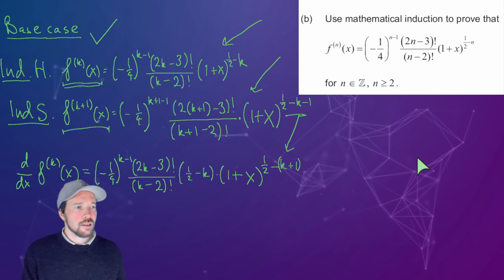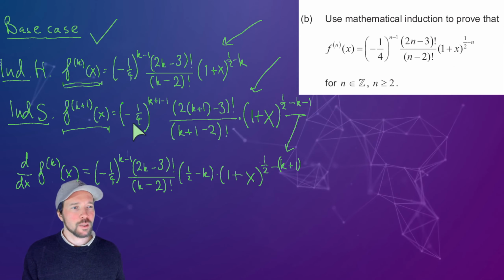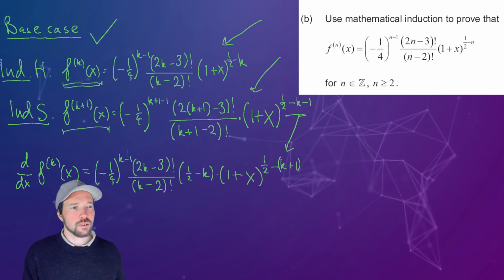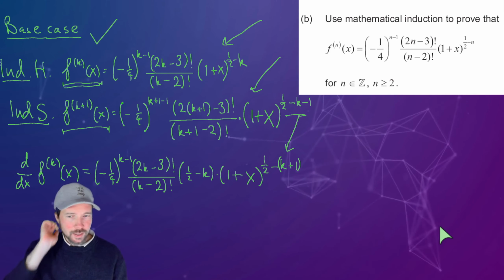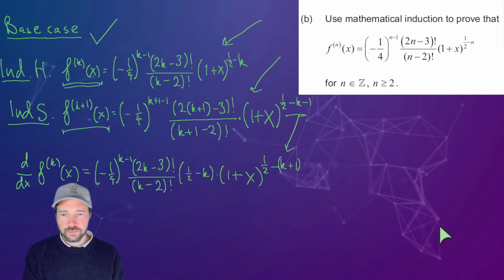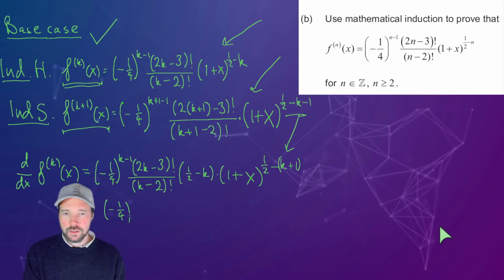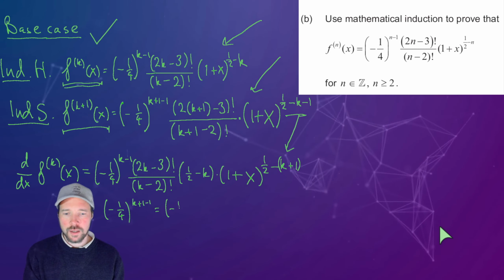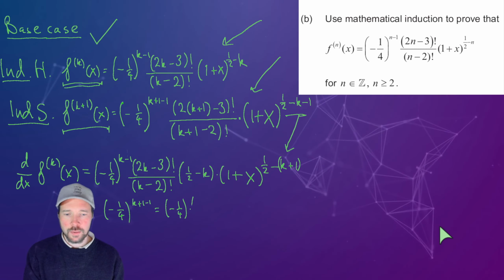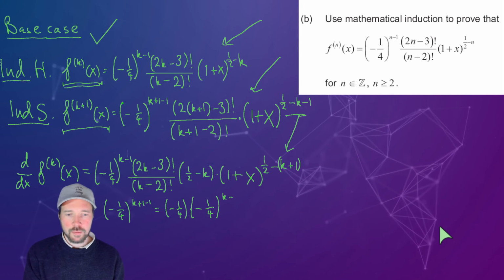First, let's start with this. This term here is minus 1/4 to the power k plus 1 minus 1. On purpose, I didn't simplify it. I don't have to. So minus 1/4 to the power k plus 1 minus 1 is the same thing as minus 1/4 times minus 1/4 to the power k minus 1.